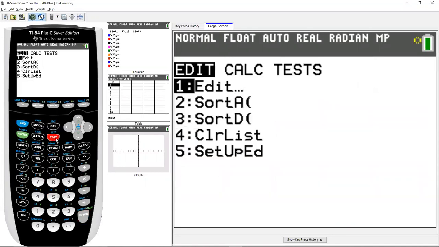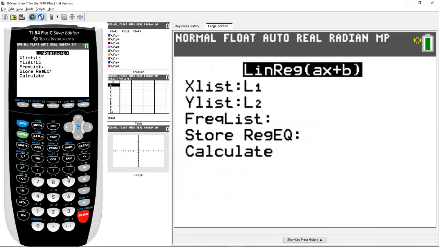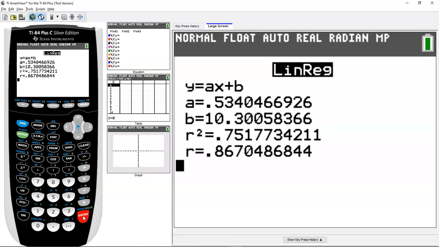So now we're going to go to Stat. We're going to go to Calc. We're going to go down here to pick LinReg. And we still want list 1 and list 2. Please make sure the frequency list is clear, because if it is not, it is going to mess you up something fierce. So the frequency list should not have anything in it. Hit calculate, and what do you got?